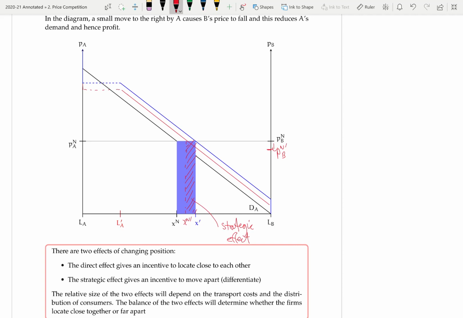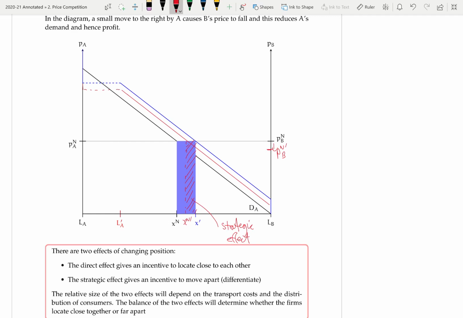But exactly where they want to locate is going to depend on the balance. The relative size of those two effects depends on the transport costs and the distribution of consumers. So here we've assumed there's a uniform distribution. But you could probably see if more of the consumers are located in the middle, then they're probably going to want to locate closer to the middle of the distribution. If they're more spread, then maybe they want to locate further apart.